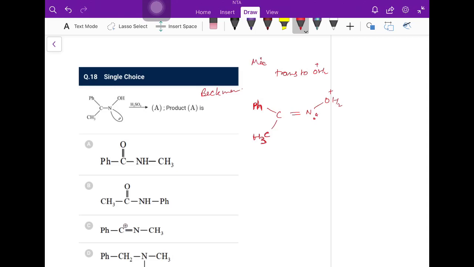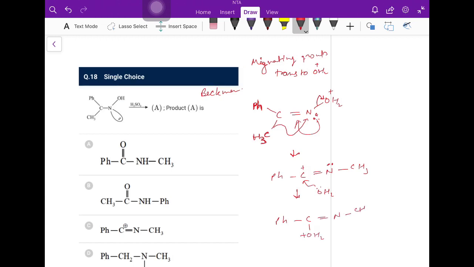The migrating group is trans to OH2 plus. So CH3 here is trans to OH2 plus. So this gets to this position and OH2 plus departs. So what we are left with is PhC with positive charge, C double bond N and a CH3 group, or you can make this bond react to here so that the triple bond gets formed, but anyway we can leave it to this position also. Now H2O reacts with carbon and it forms PhC OH2 plus double bond N CH3.